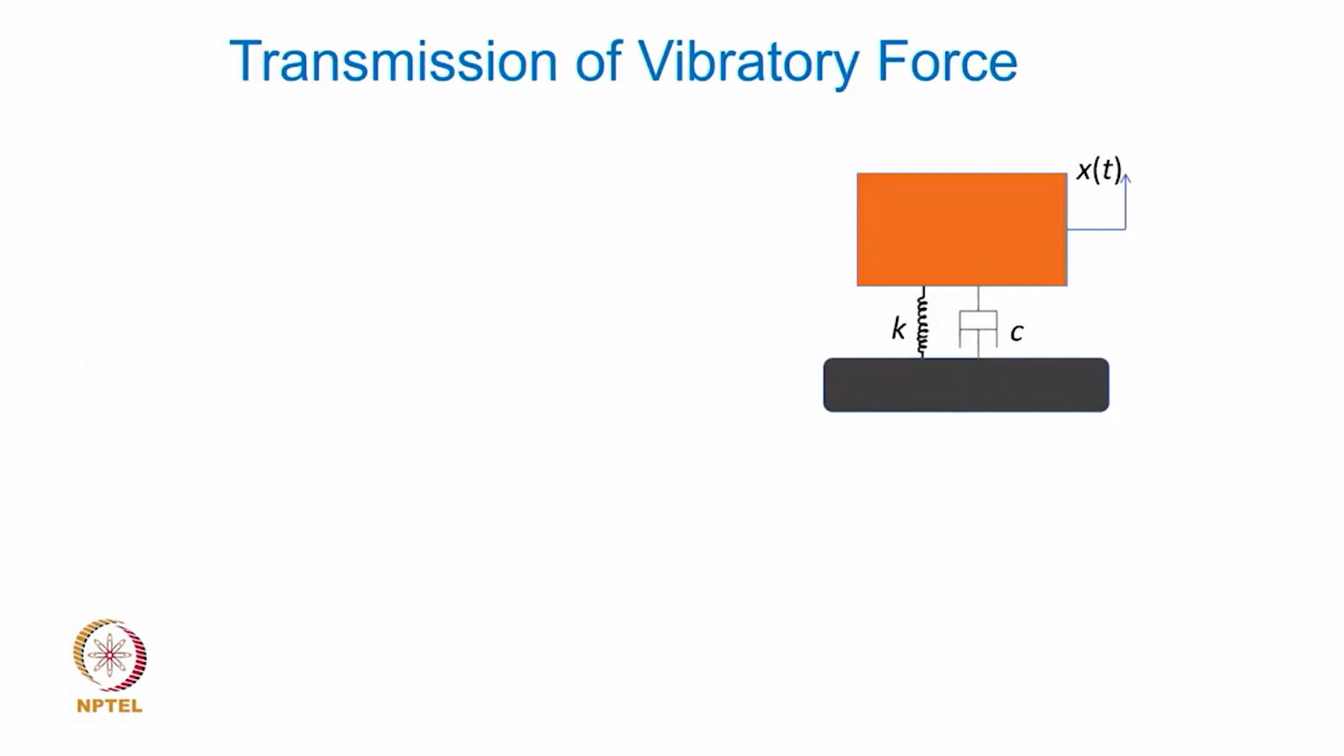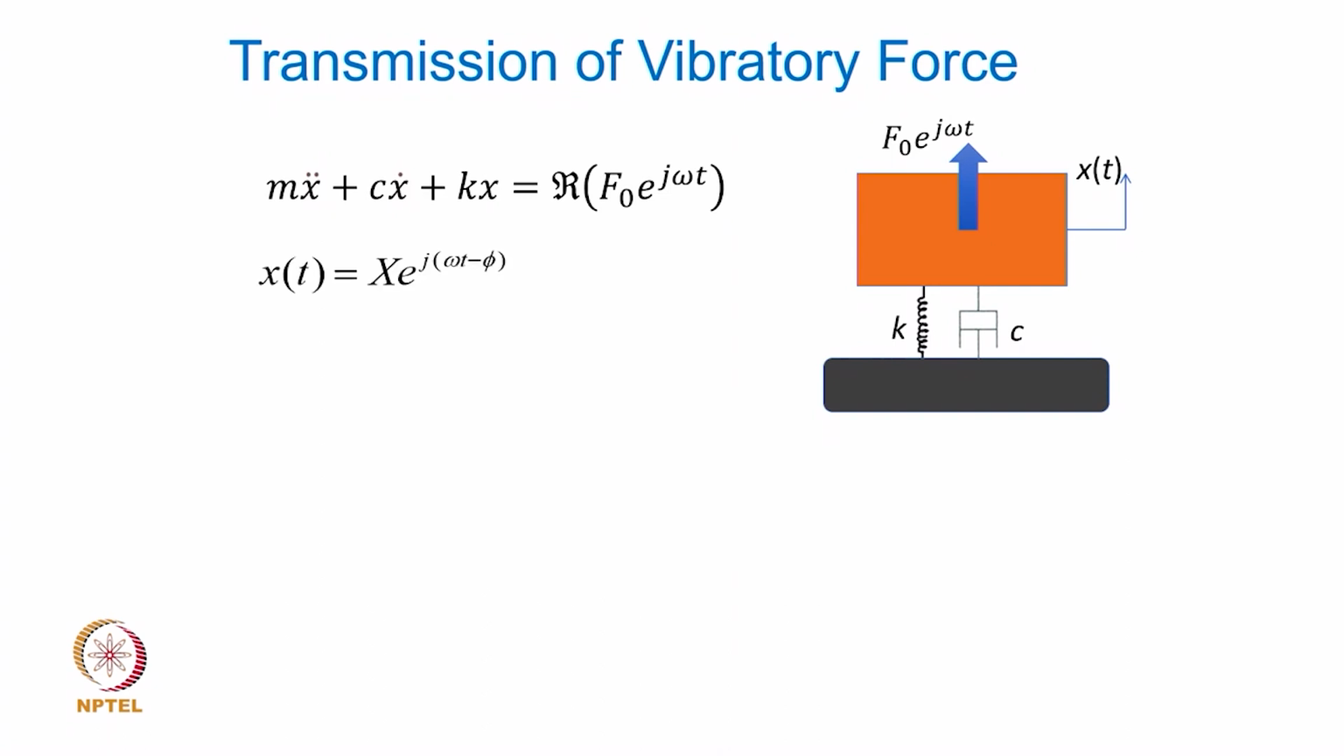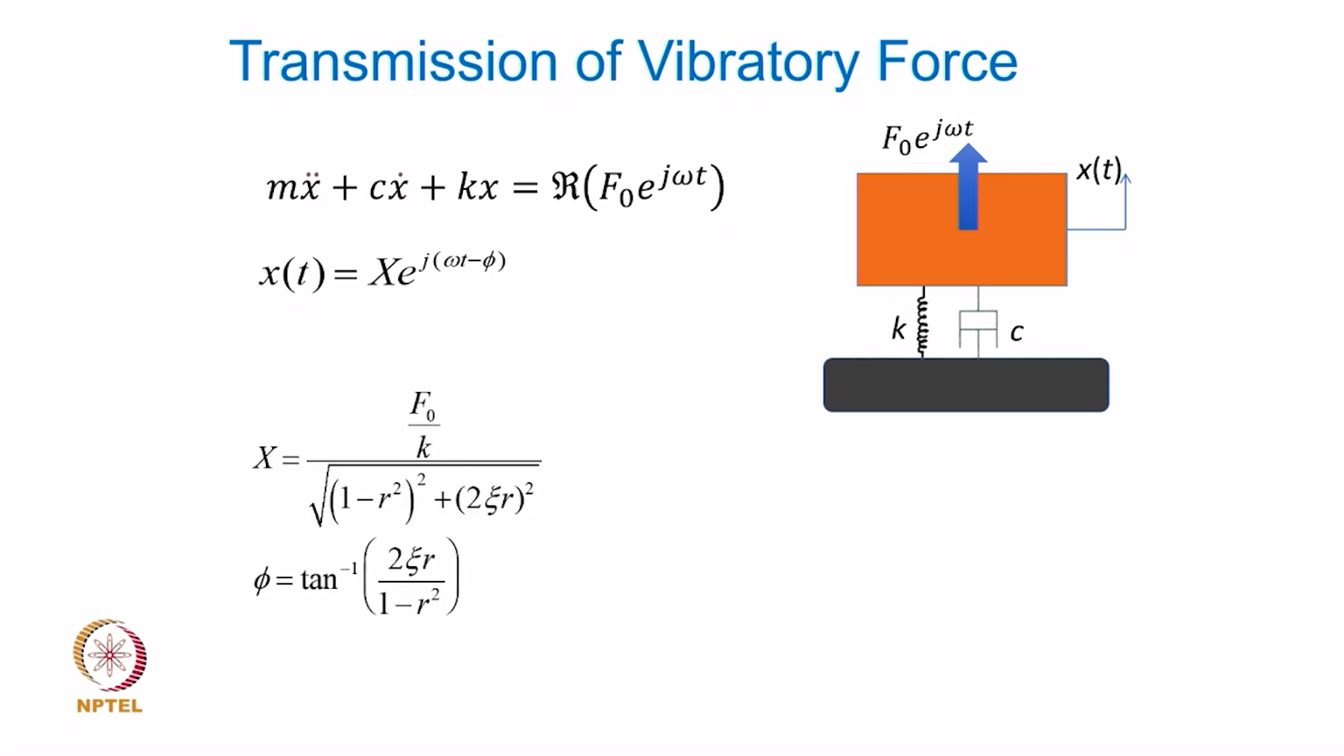What is this x of t for a given force F naught e to the power j omega t? We know that this is the governing equation of motion, very well known, we have done that many times. And so, what is the solution of this governing equation of motion? You assume a harmonic solution because there is only one frequency, e to the power j omega t is the excitation function, and therefore, we have already solved this. We know very well that this is the amplitude of vibratory response, F naught over k divided by the square root of this entire term. This is quite familiar to you.